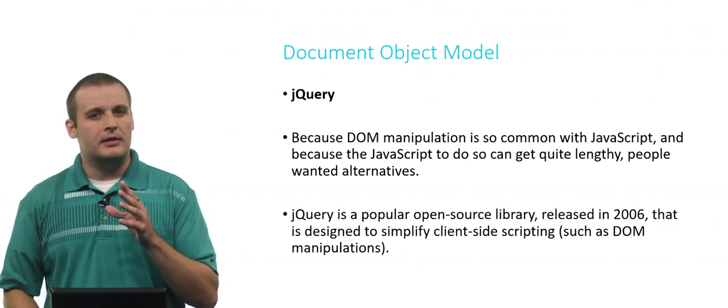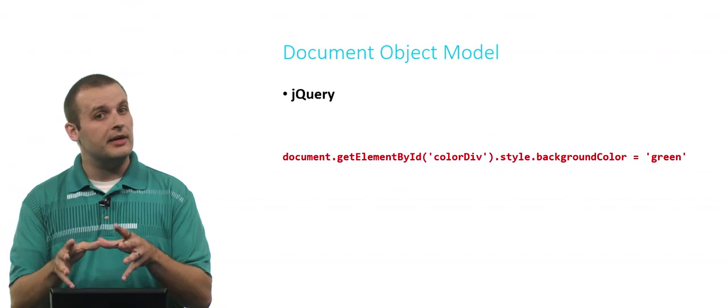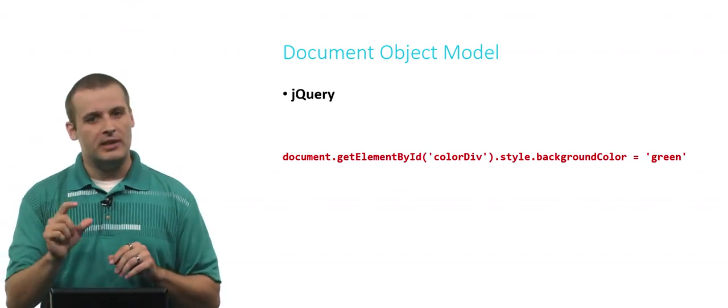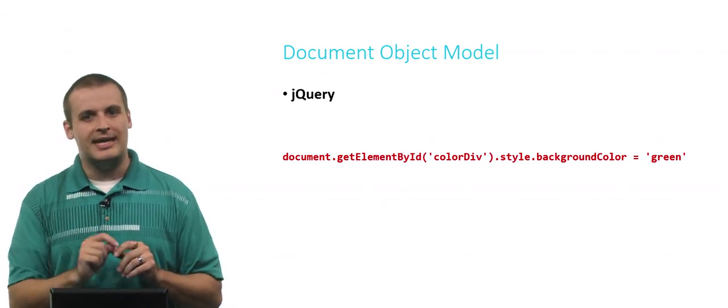So for example, in the raw JavaScript version of this, what we're doing is changing one section of the page. I'm finding the element of my page whose ID is color div.